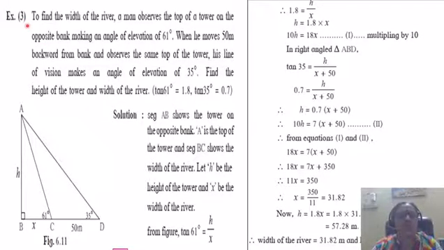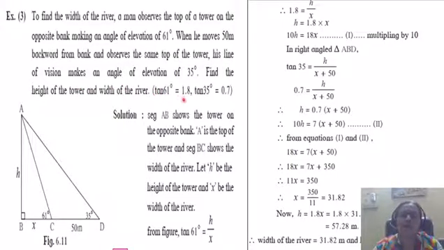Your next question is example 3. To find the width of the river, a man observes the top of a tower on the opposite bank making an angle of 61 degrees. When he moves 50 meters backward from the bank, he observes the same top of the tower. His line of vision makes an angle of elevation of 35 degrees. Find the height of the tower and width of the river.